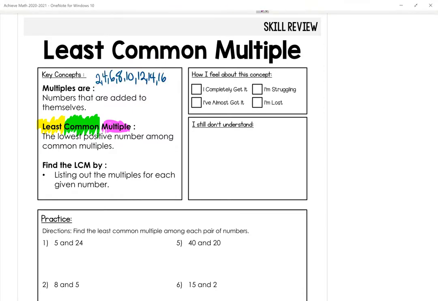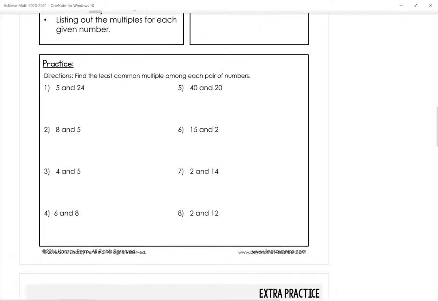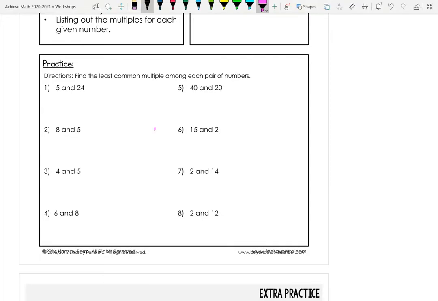So let's go ahead and find some multiples and identify the LCM. Essentially we're going to use repeated addition to identify what number 5 and 24 both go into, and I want the least. So I'm going to start off with 5 because it's smaller, and I'm going to use the fact that I know it's always going to end in a 5 or a 0.